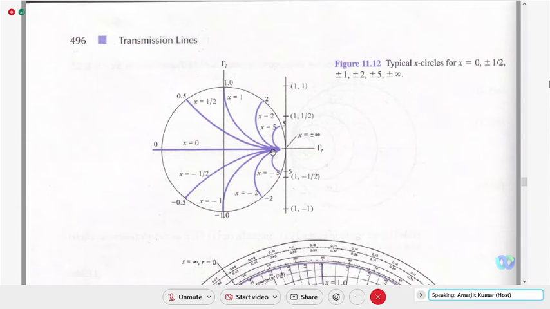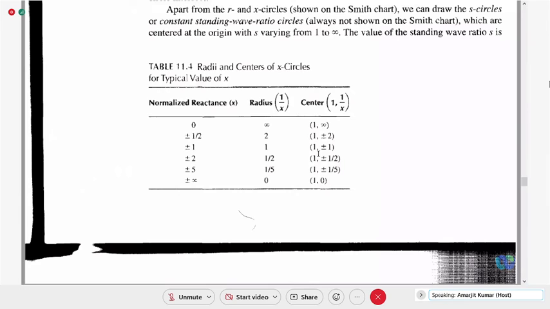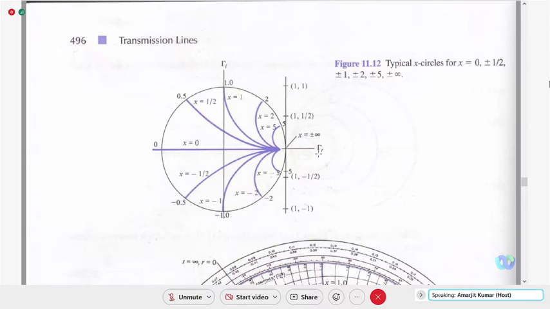And x is equal to minus 1 by 2, then the circle will be below this. Similarly, x is equal to 1 and x is equal to minus 1. And x is equal to 2, minus 2, 5, minus 5, and if x is infinity, then the radius is 0, a point circle, and the center is 1 comma 0.